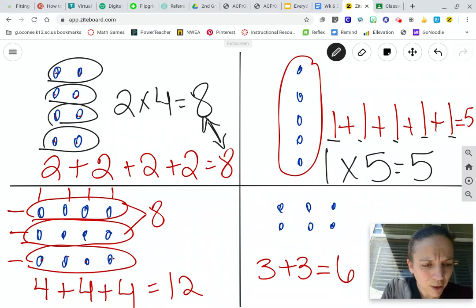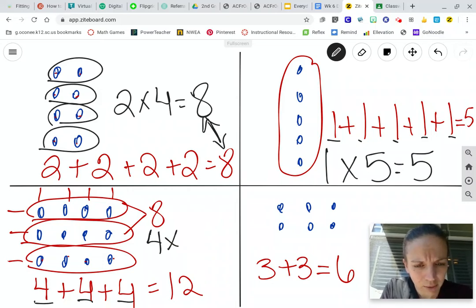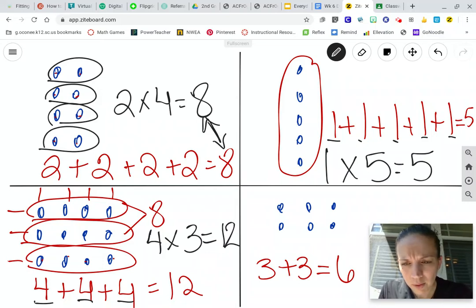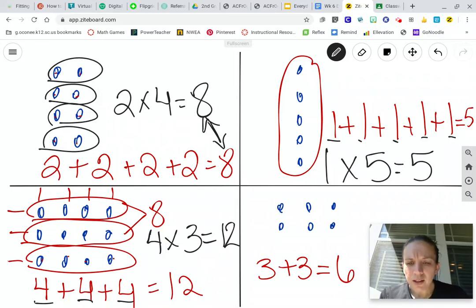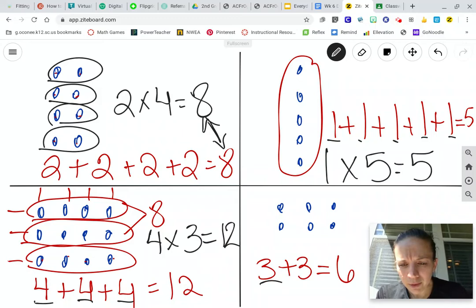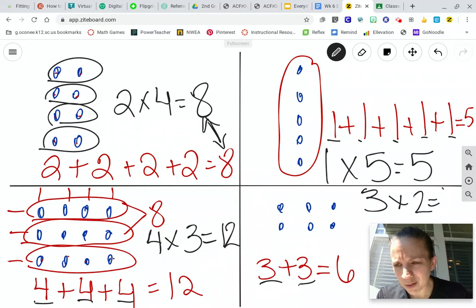Then I've got the 4 is repeated. I see 4 over and over again. So that would be 4 times. And how many times did I repeat it? Once, twice, 3 times. Because 4 times 3 is equal to 12. Then I've got 3 repeated. And I've got it repeated once and twice. So 3 times 2 is 6.